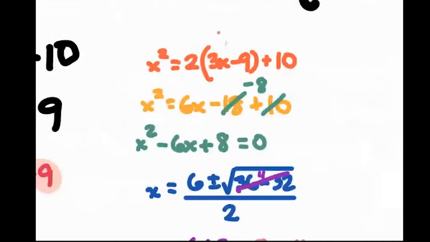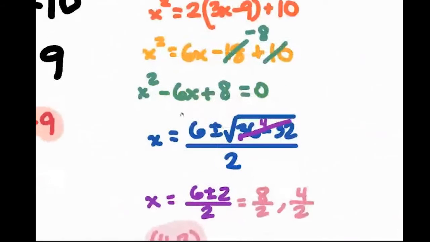Over here, instead of saying 2y, it says 2 times 3x minus 9. I distributed here to get 6x minus 18. Negative 18 plus 10 is negative 8. So then I subtracted the 6x from both sides, I added the 8 on both sides, and you end up with a quadratic. If you wanted to, you could factor it, or you can use the quadratic formula. I used the quadratic formula.